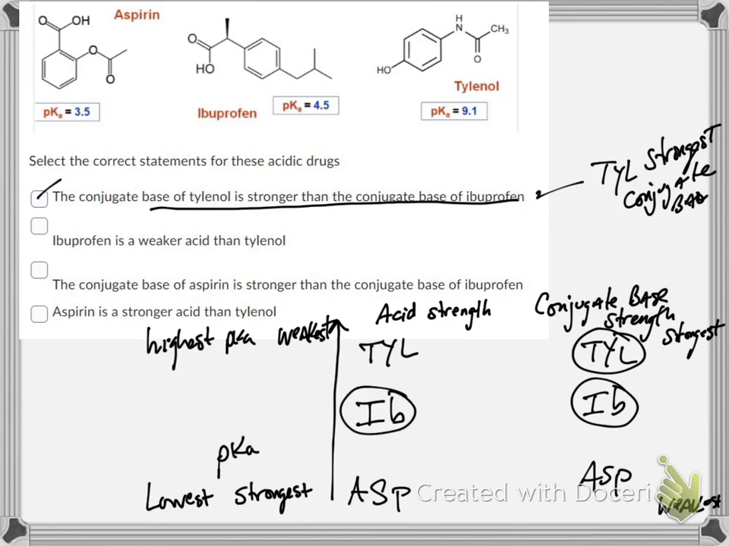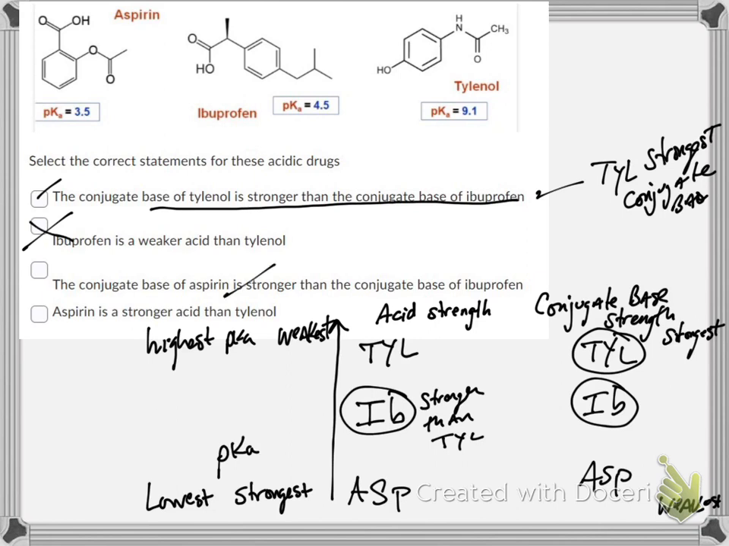Next. Ibuprofen is a weaker acid than Tylenol. That's not true. Ibuprofen is stronger as an acid than Tylenol. Ibuprofen's pKa is much lower than Tylenol's, so we would expect ibuprofen to be a stronger acid than Tylenol.